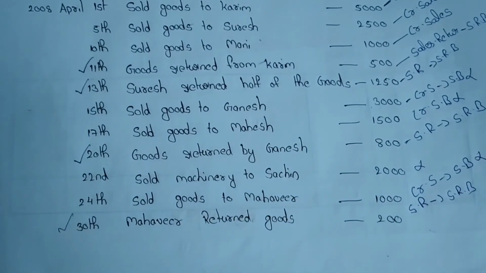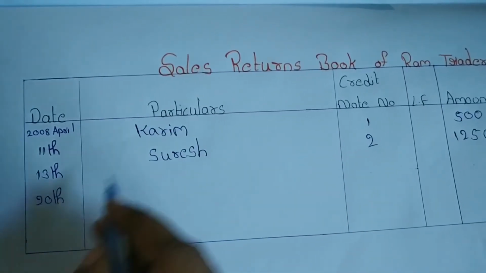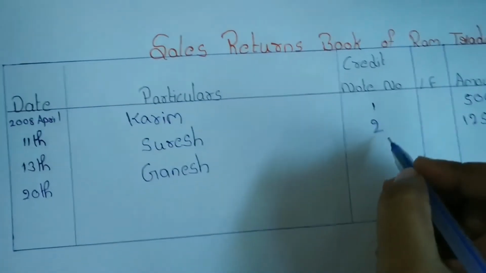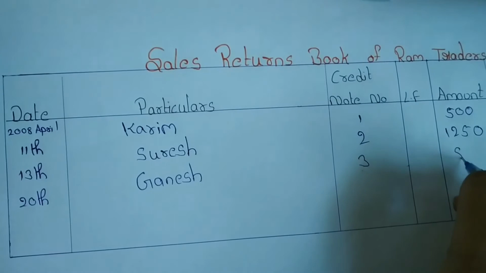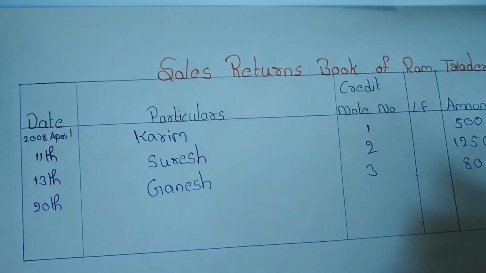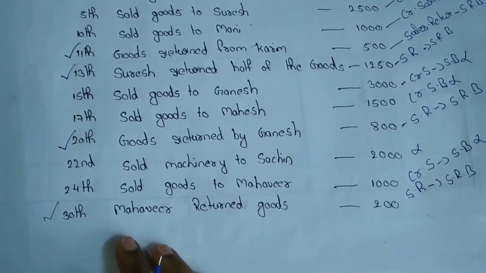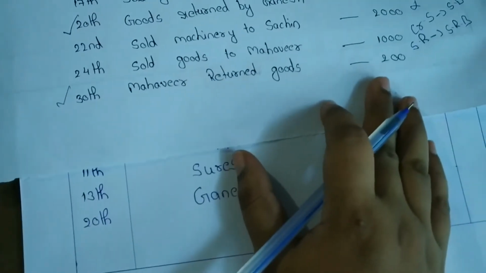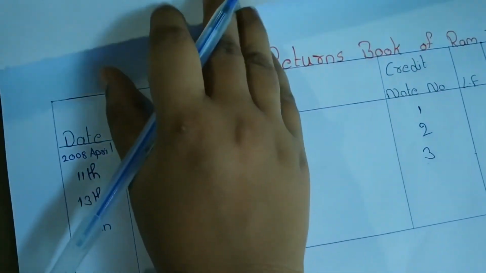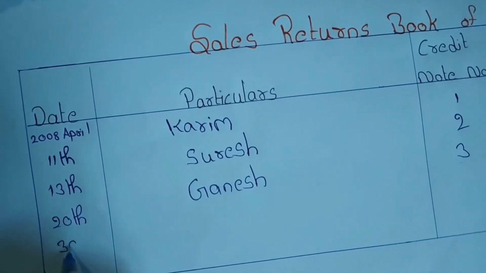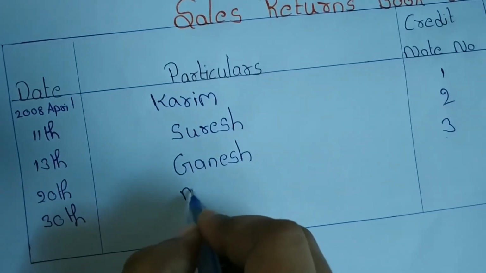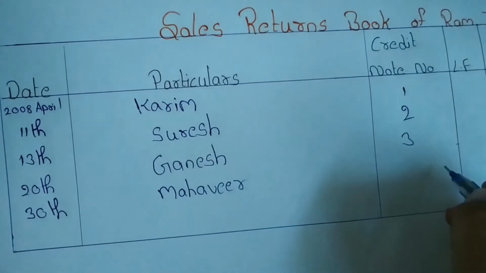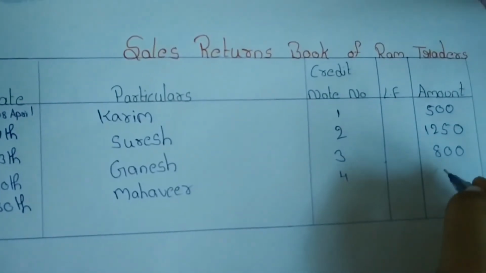Okay, let's enter. In the date column, you have to mention the date. In particulars, the customer was Ganesh, right? That should be recorded in the particulars column. And here number 3, amount was 800, right? That should be recorded in the amount column. Okay. Let's see. Last and the fourth one was on 30th, Mahavir returned goods 200. So it should be recorded in sales returns book. Okay. In the date column we have to mention the date, and here the customer was Mahavir, right? So mention Mahavir's name and number 4, and the amount was 200, right?